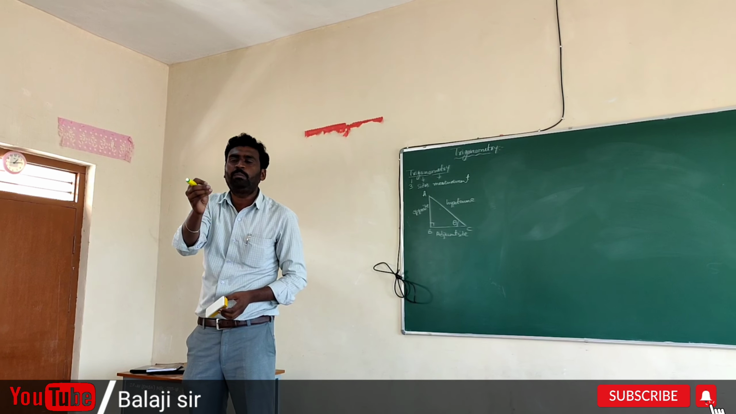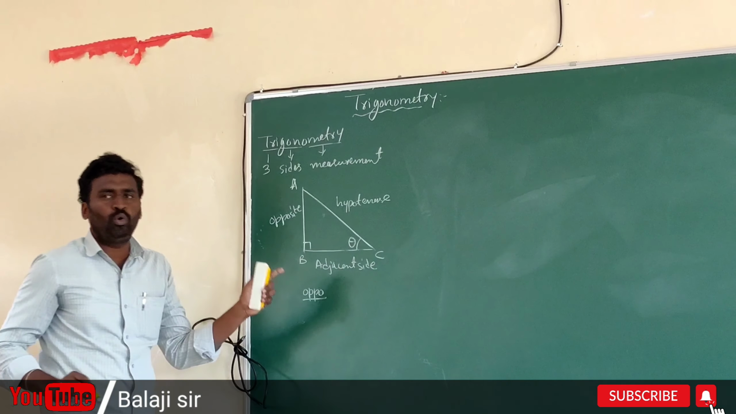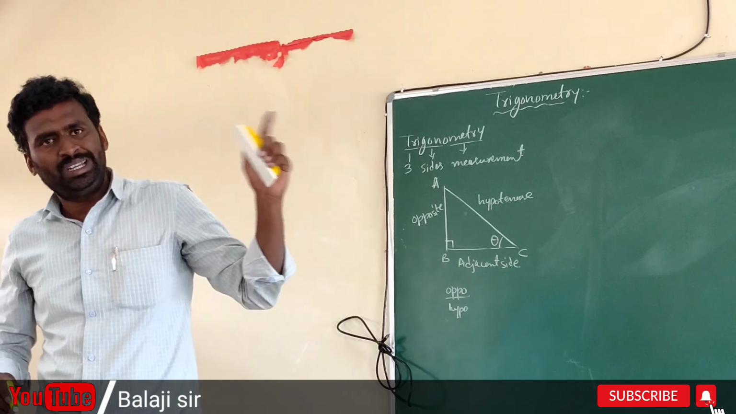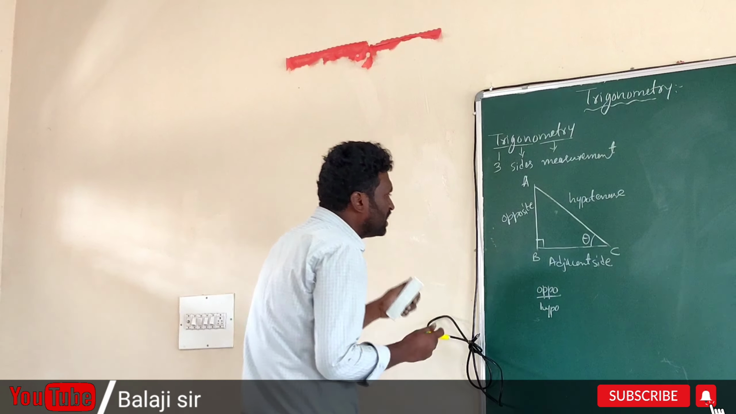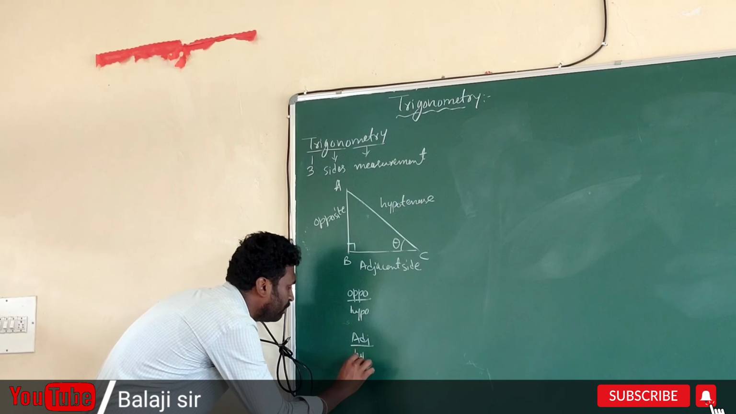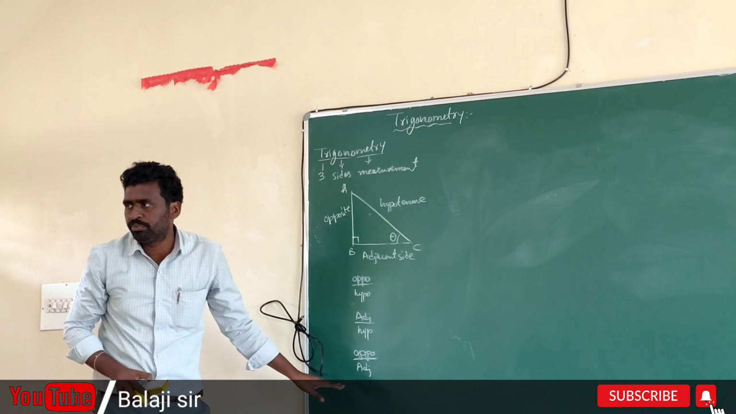See here, first I'm not going to give names for them. First, I'm going to write what the 6 ratios are. See, the first one: can I write it as OPP, opposite, and HYPO, hypotenuse? Read it not as hopo but as opposite by hypotenuse. Okay. Now the first ratio is opposite by hypotenuse. The second ratio is adjacent by hypotenuse. The third ratio is opposite by adjacent. Okay. These are the first 3 ratios.